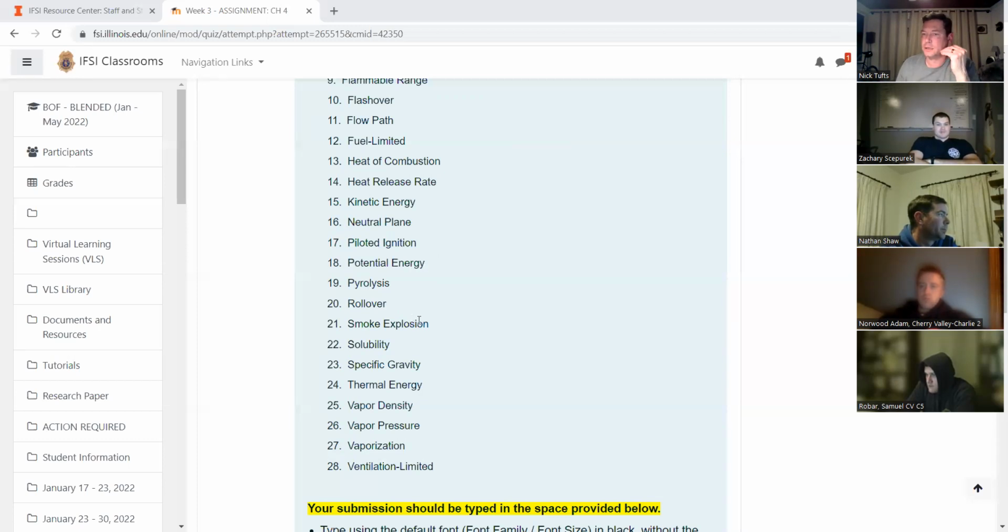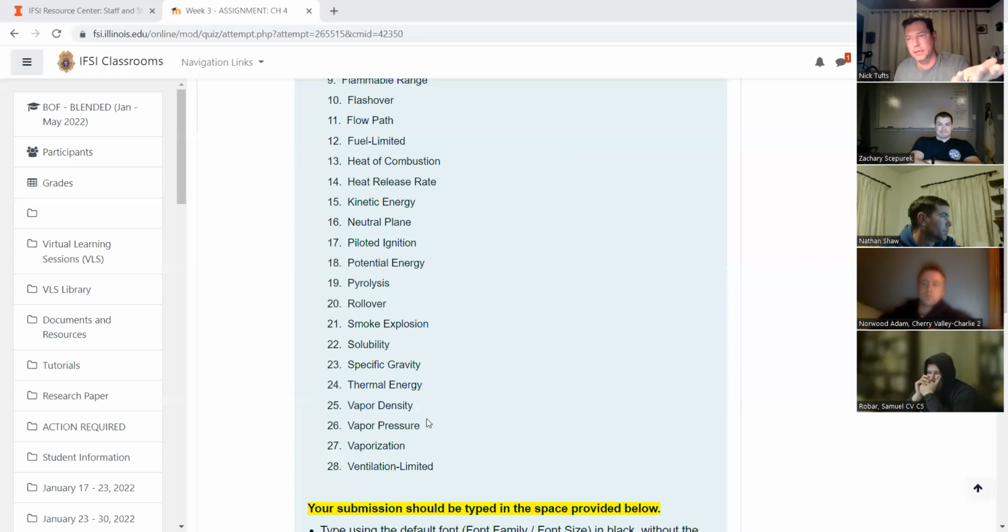So, pyrolysis, that's the process by which solid fuels off gas, all right, become vapors. Remember, only vapors burn. Solids are fuel sources, but only the vapors combust, okay? Some scientific terms here: solubility, specific gravity, that has to do with physical characteristics of liquids. Vapor density and vapor pressure, physical characteristics of vapors. Vapor density is how heavy is it compared to air. Vapor pressure is how quickly does it want to become a vapor.